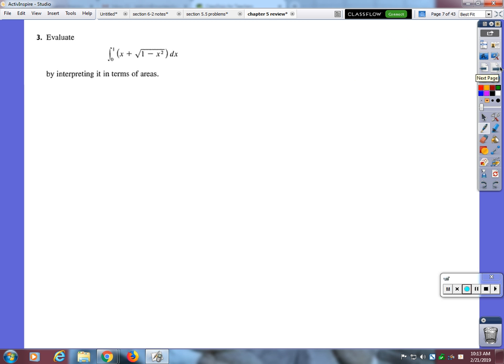Oh, and then we did some area stuff. So if I wanted to interpret this in terms of areas, that means I'm going to make a graph of this. We can't in this case because I don't know the antiderivative. Well, you could break it up into 2 integrals. No, actually, you can't do that. We don't know how to take that antiderivative.